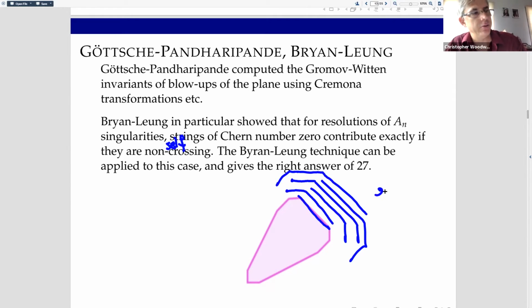Okay, so you just look at all strings like this, non-self-crossing paths of edges along the boundary, which contain exactly one of the Chern number 1 spheres and however many adjacent Chern number 0 spheres, and that gives you 27. Any questions about what the 27 lines look like?